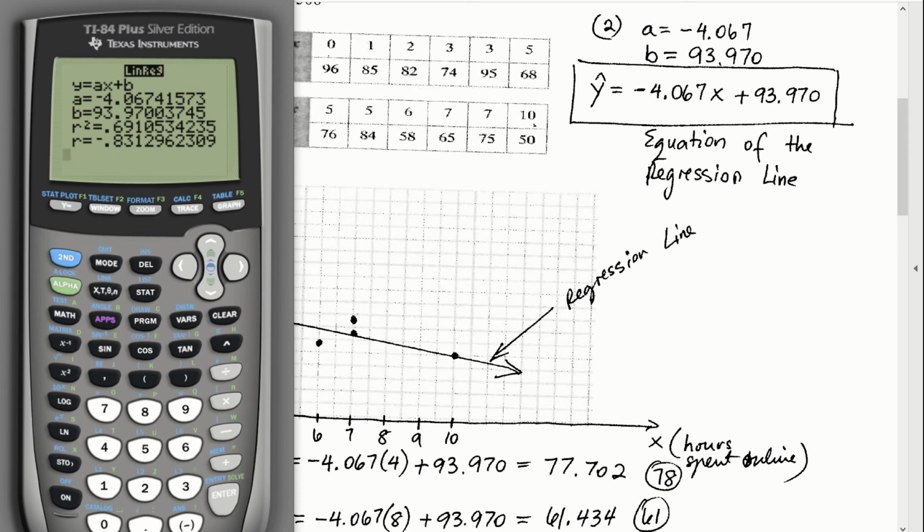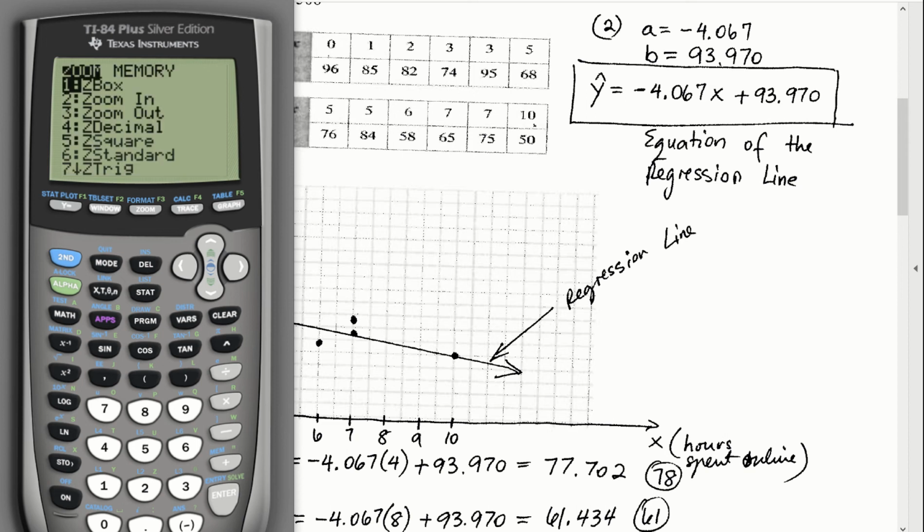Because we stored it, if I simply go to graph, and then do my zoom stat, not only will it graph for us the ordered pairs, so we see our scatter plot diagram being done, but in addition to that, it has also plotted our linear regression line, which is the line of best fit, meaning this is the straight line that best models or approximates that data.